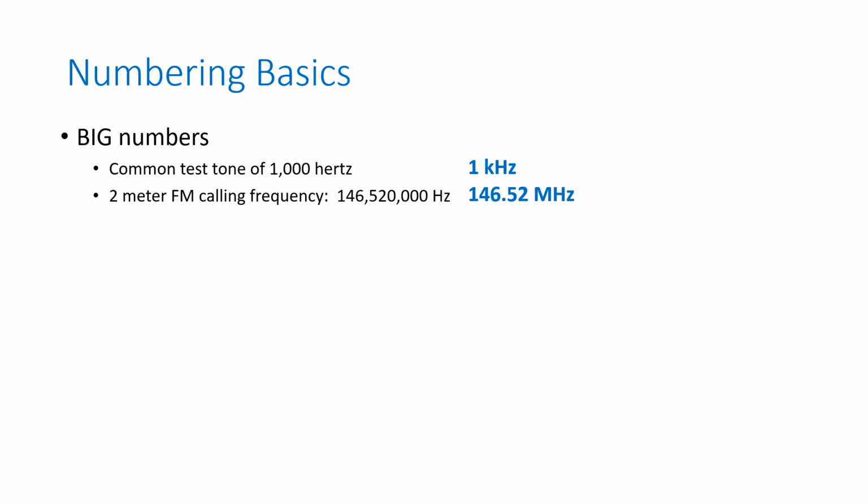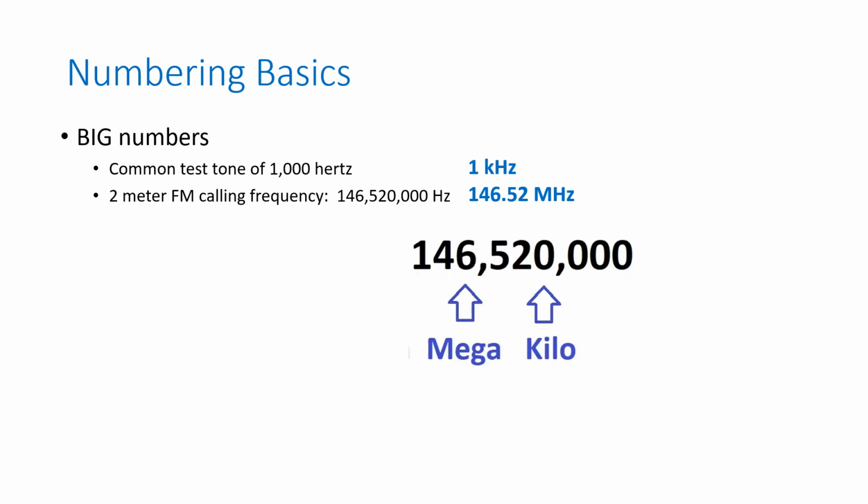So getting back to what I was saying, how would we refer to these two frequencies? Well, the 1,000 hertz would be 1 kilohertz, and the 2-meter calling frequency, we usually refer to in megahertz. That brings us to our first two prefixes we want to learn, the mega and the kilo. Pound these into your head.